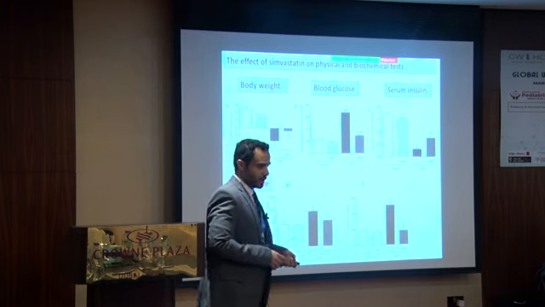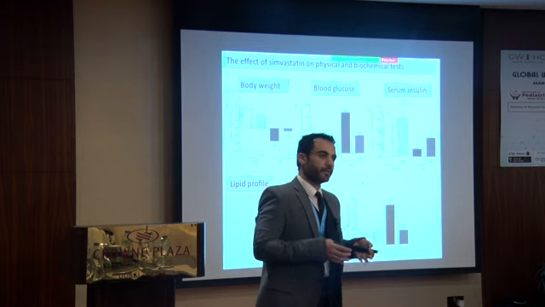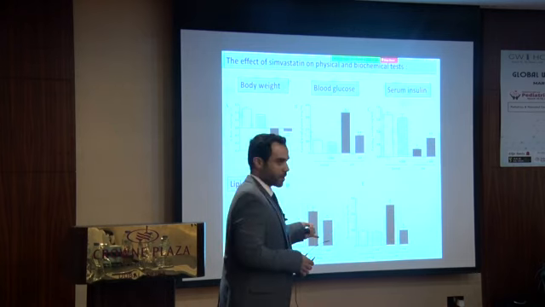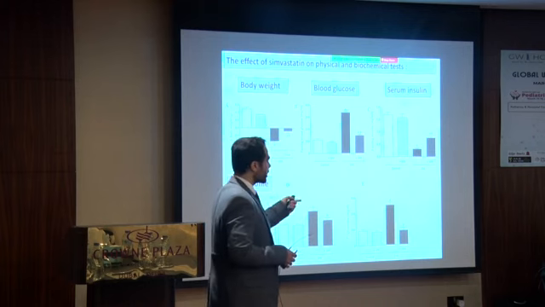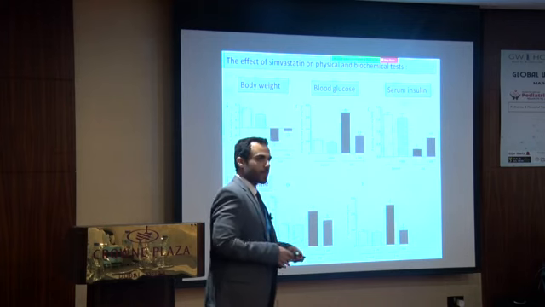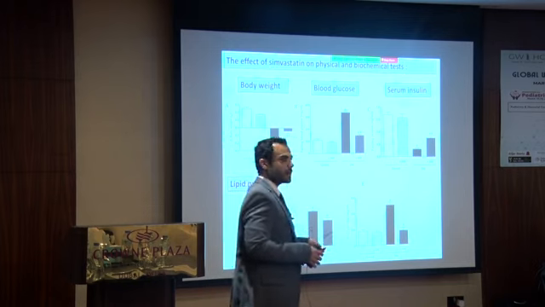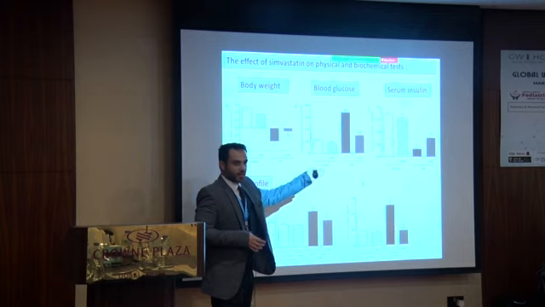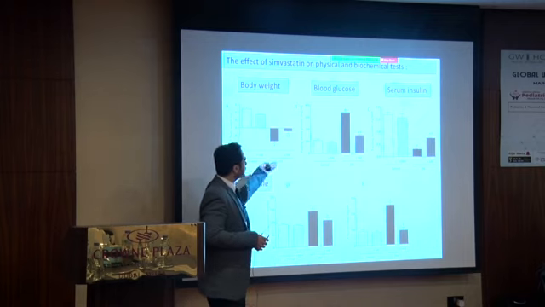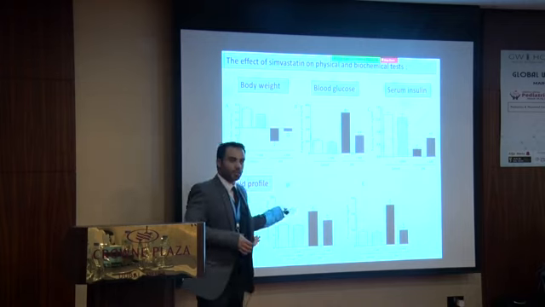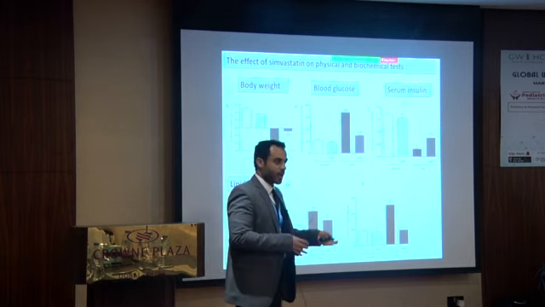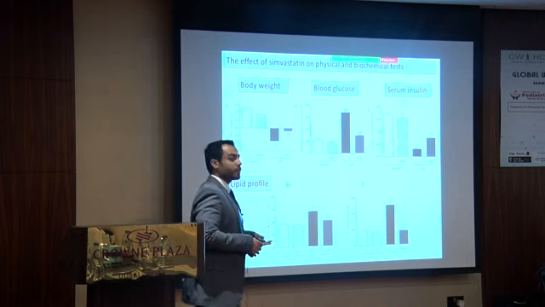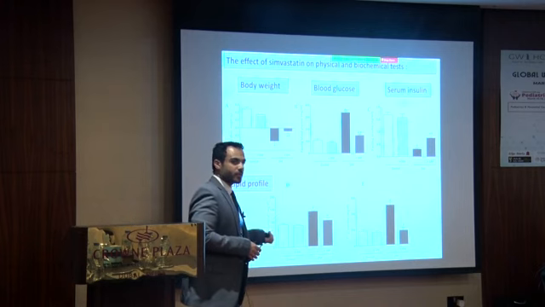Our results: to be sure that we achieved type 1 diabetes in the mice, we checked these parameters: body weight, blood glucose, serum insulin, and blood and liver profile. We found that diabetic mice had profoundly decreased body weight and serum insulin, and increased blood glucose and lipid profile, like cholesterol and triglycerides. After giving simvastatin, these parameters were significantly improved.